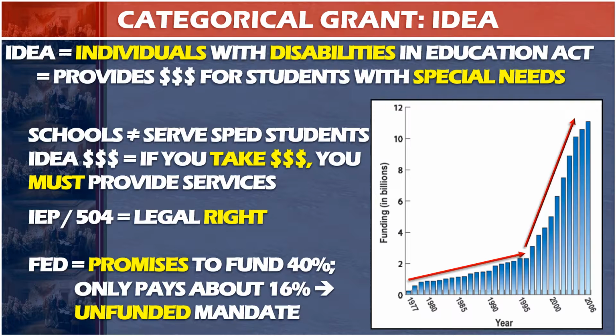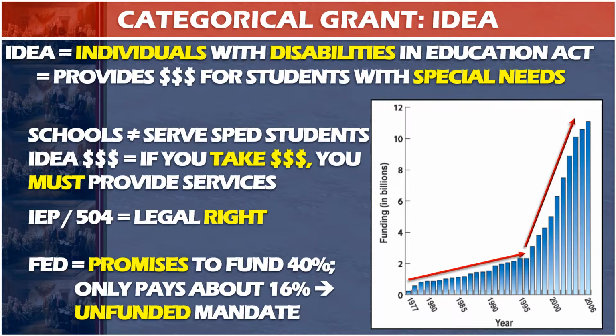So since schools don't have to serve special education, and here I shorten it to SPED students, the idea is that if you do, the federal government will provide money, but if you take this money, you then must provide these services, and this creates a legal right, which means if your district accepts this money, they're under obligation to provide these services to these students.